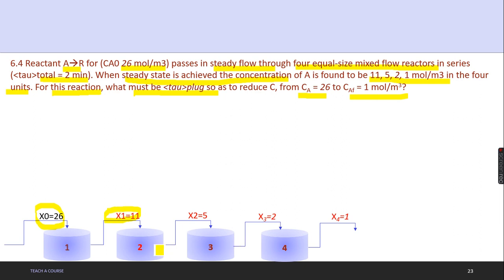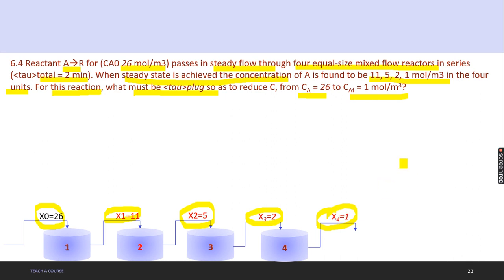From the second reactor, where the concentration is 5, the stream goes to the third. In the third reactor the concentration is 2, which goes to the fourth reactor. In the fourth reactor the concentration is 1, so that's why the fourth reactor output is 1. So that is known. How is this information important to us? Let's see.